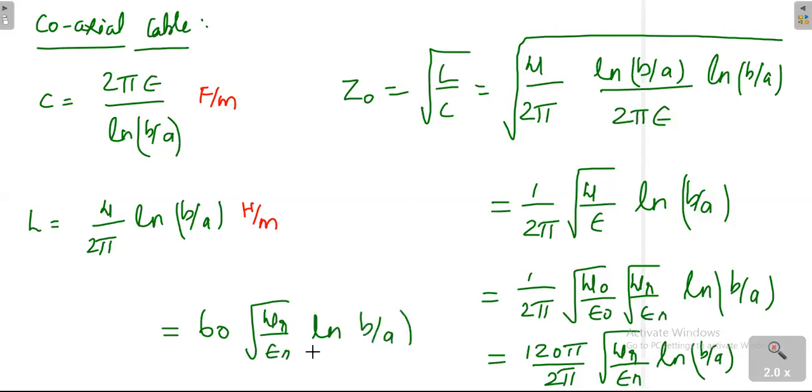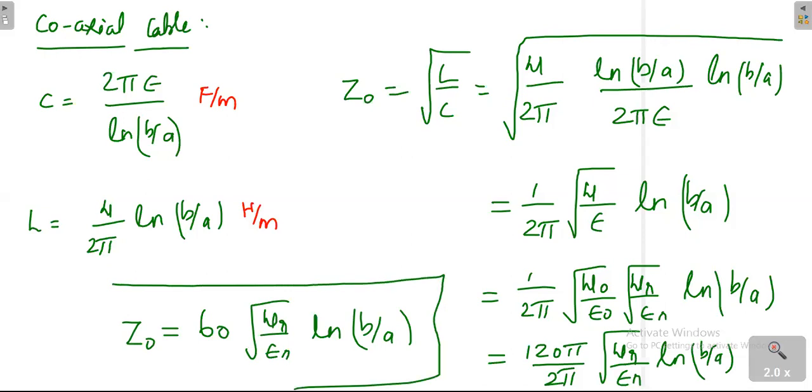If mu r and epsilon r values are 1, simply that is 60 ln b by a. So the coaxial cable characteristic impedance formula is 60 square root of mu r divided by epsilon r, ln b by a. If mu r and epsilon r are 1, then you can simply write 60 ln b by a. Okay, coaxial cable, because the characteristic impedance formula we just saw in transmission lines. So already we know what is C and what is L. Once you take the ratio and square root, you get the characteristic impedance of the coaxial cable line.